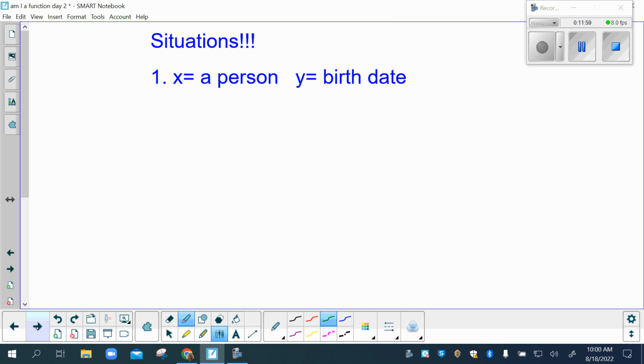Will I get to a specific birth date, or is it possible that I might have more than one birth date? What do you guys think? One birthday, more than one birthday? Oh, that's pretty funny. So, if you plug in me, will I have more than one birthday, or just one birthday? One birthday. It's a function, because if you say Dana, you're going to get June 7th no matter what. You're not going to get, oh, next year I'm going to celebrate on August 24th. No, it's June 7th, June 7th, June 7th.